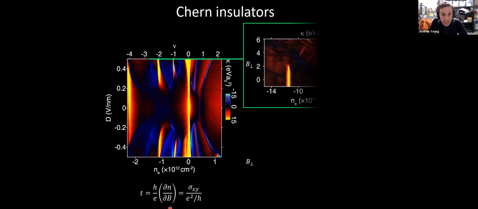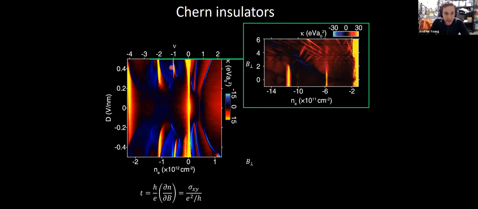So we can take a look, for example, in this regime of high positive displacement field, and we can track this gap at 2 holes per unit cell, or this gap at 1 per unit cell, and we find that they simply don't move in density as a function of magnetic field, which tells you that they're topologically trivial gaps.